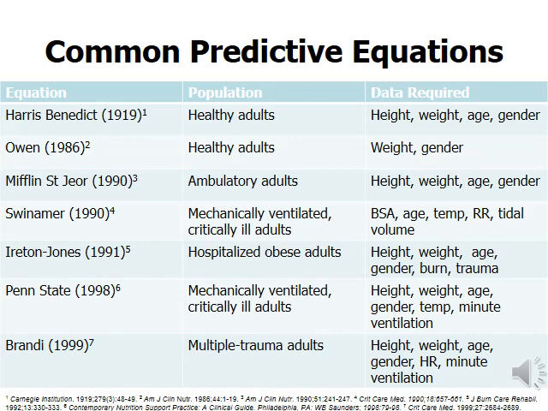This table provides an overview of some of the most commonly used predictive equations, the population from which each equation was derived, as well as the data required to complete the equation. As you can see, populations range from healthy adults in the early 1900s to multiple trauma patients of the late 1990s. Please take a moment to examine differences in each one of these equations.